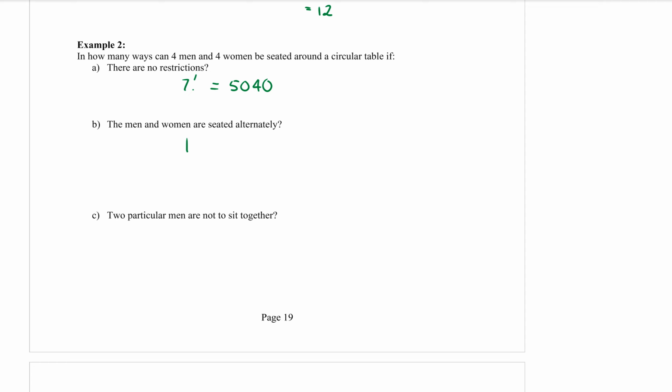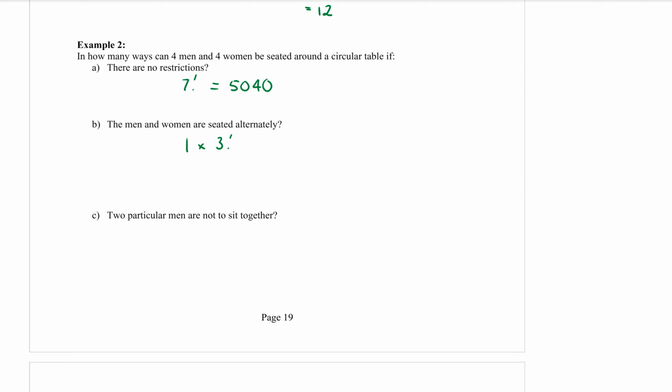Does that make sense? Yeah? All right. Then I want to sit the rest of the men. Because I now have a starting point with that first man, there are 3 factorial ways to arrange the rest of them because I gave myself a starting point. That's basically just arranging those 4 men in a circle, isn't it? 4 men, 3 factorial ways.